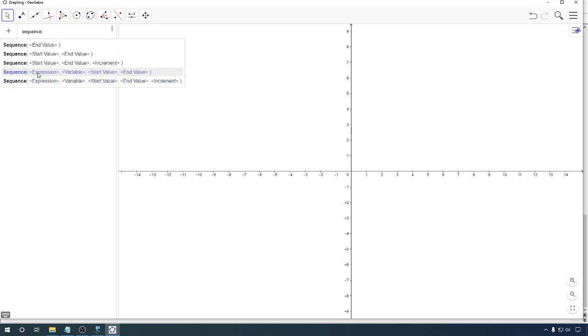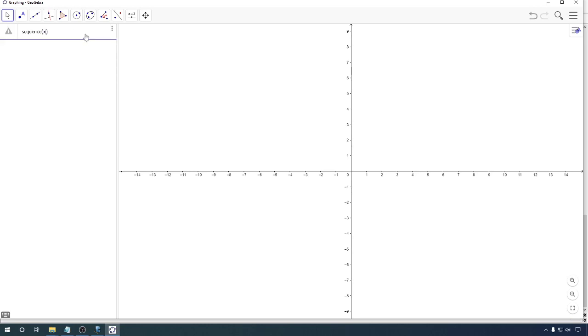where I can type in an expression, meaning our function x squared plus y squared. I need to set that x squared plus y squared equal to a variable. I'm going to use the variable k. I have to tell it what variable I'm going to be changing, and then give it a start point and an end point for that variable. And if I don't want to be using integers, I might have to give an increment that tells it to pick more values of k between the start point and the end point.